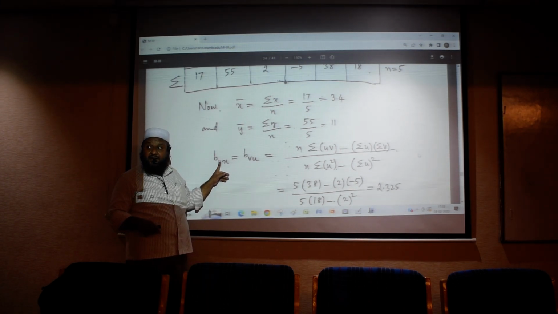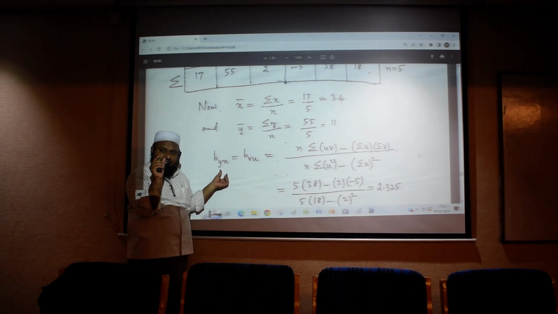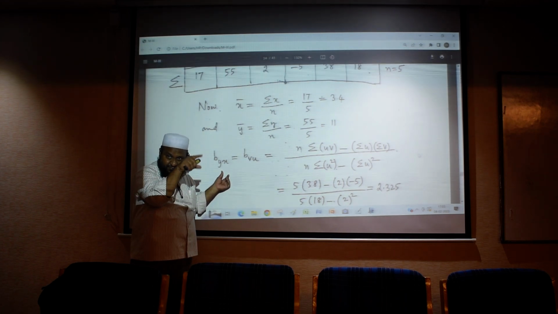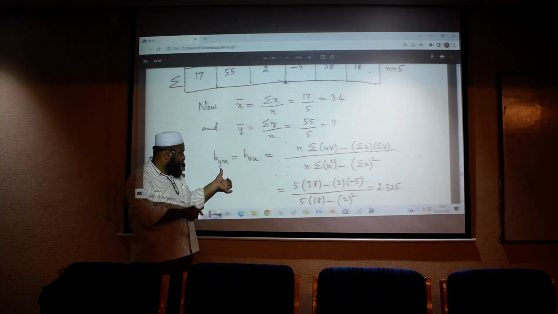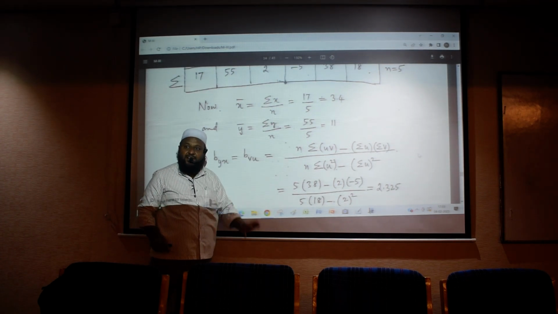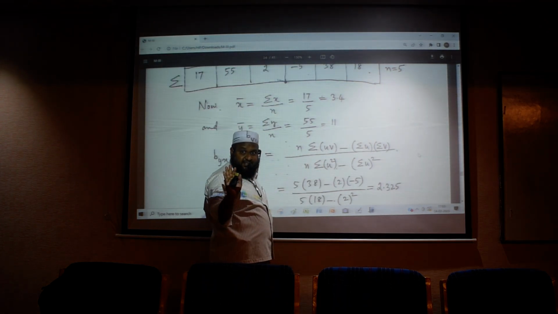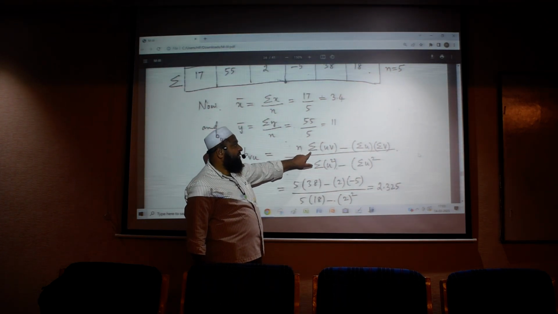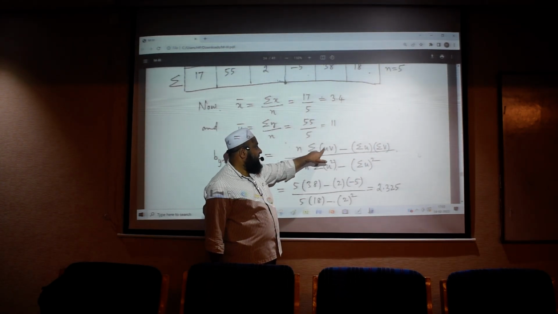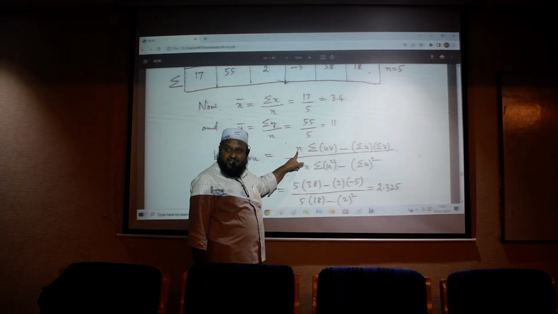But byx and bxy are different. So what is the order to be used? Just see the sentence: line of regression of y on x. First y is there, then x. So yx. Now I am writing it in u and v. There is no square root in the denominator, just keep in mind. The numerator is exactly like the coefficient of correlation: sigma of the product of u and v, with n as it is.